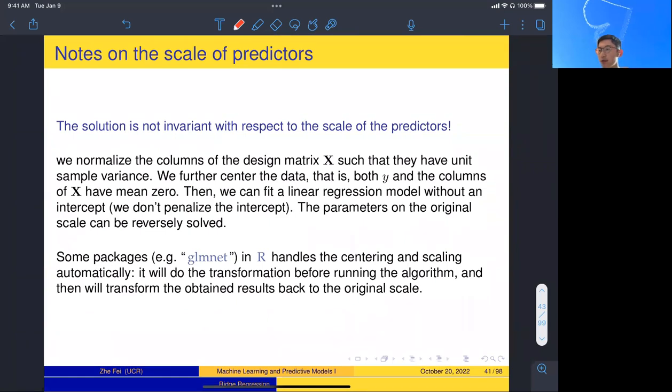Then there's a remark on the scale of predictors, because we apply this penalization term. So in practice, it is always recommended to normalize or standardize your predictors before we fit the penalized regression. It's for a more stable solution. So that's something to keep in mind, to normalize the columns.